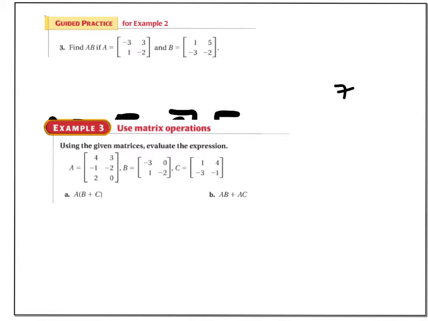And then finally, 1 times 5 plus negative 2 times negative 2, which is a positive 4. 4 plus 5 is 9. And that is your answer matrix.